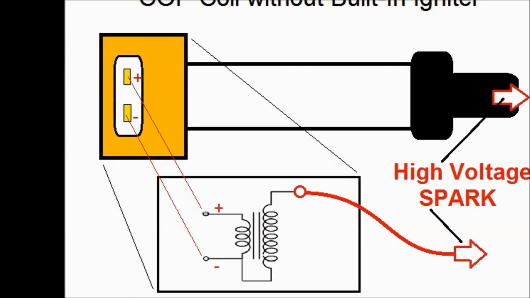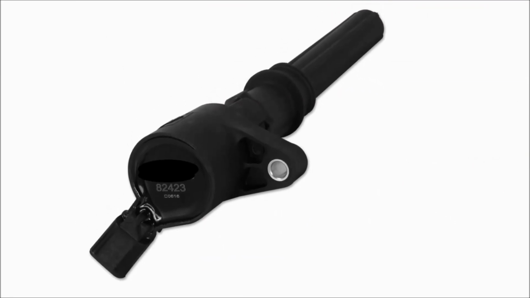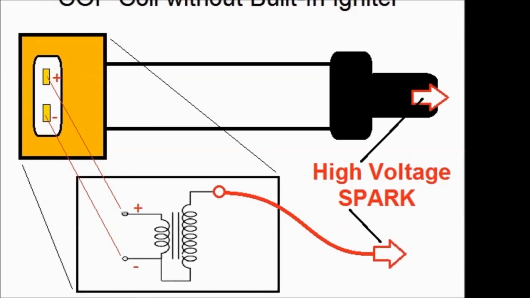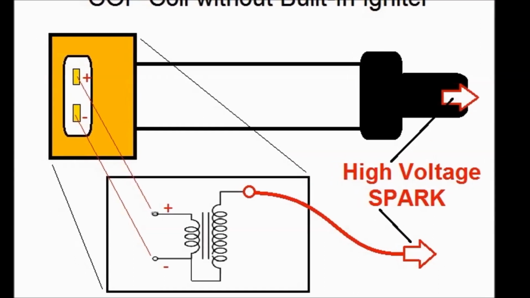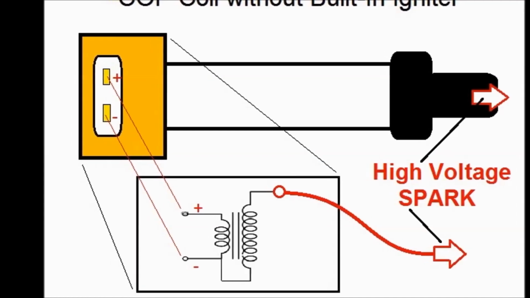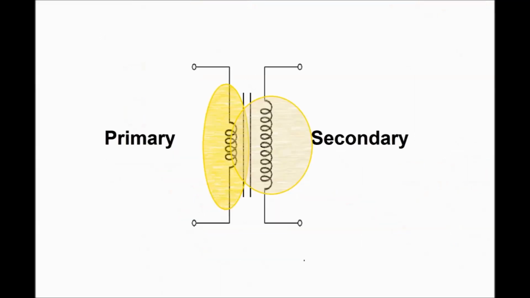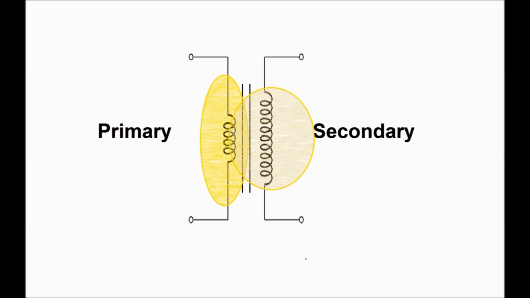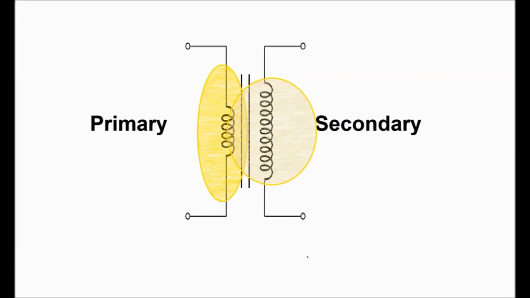In this particular video, we're going to show how to test a coil-on-plug unit of a Ford. But it doesn't really matter which make or model we're talking about. It's pretty much the same regardless. So it's a simple step-up transformer. You have a coil winding with fewer turns, which is the primary, and then the secondary, which has a ton of windings, and this is what creates the step-up voltage.